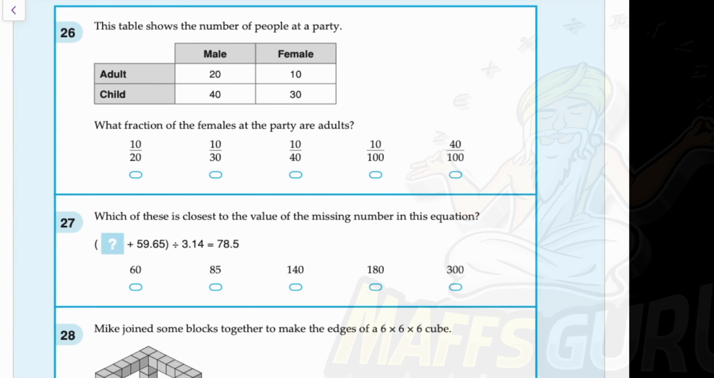Right, this table shows the number of people at a party. What fraction of the females at the party were adults? So we want the fraction of females divided by the total number of adults. Right, so how many females were there? There were 10 females. Out of how many adults in total? Well, we would need to take the male and females together, which would give me 30. So it's 10 out of 30 would be my correct answer. Fraction of the females at the party are adults.